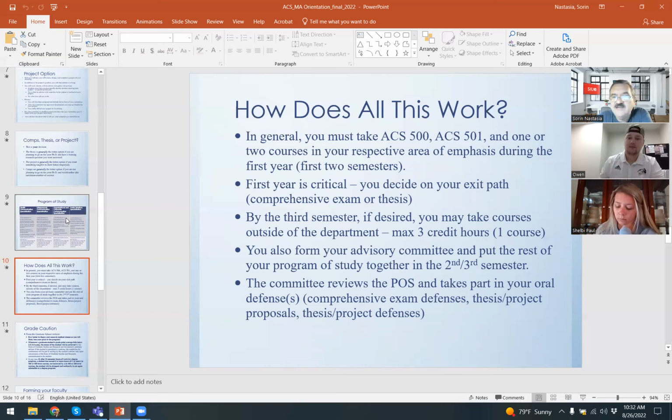You also form your advisory committee and put the rest of your program of study together in the 2nd or 3rd semester. We've had some strong discussions in our department, but I'm of the opinion that at the end of the 2nd semester, you should have a plan of study and the committee put together so you can start the fall already with these formed, so you know your pathway. The committee reviews the plan of study and takes part in your oral defense or defenses: comprehensive exam defense, thesis or project proposals, thesis or project defenses.